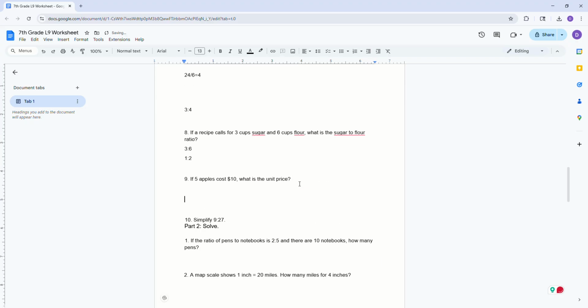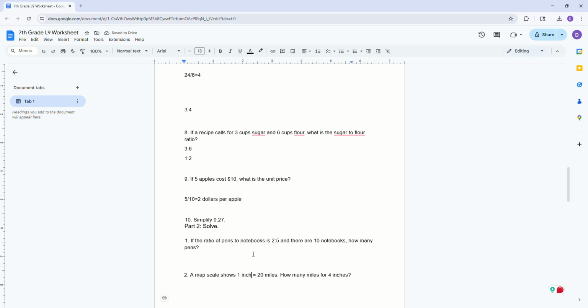Problem number 9 is asking us, if 5 apples cost $10, what is the price per apple? So again, we have to divide $10 by 5 apples. That would equal $2 per apple.